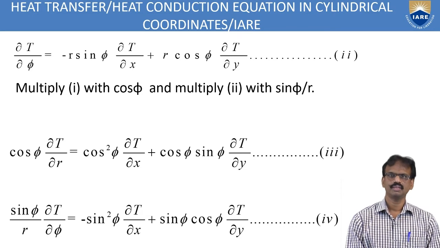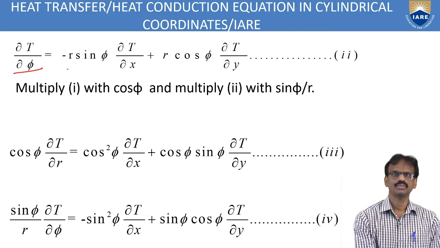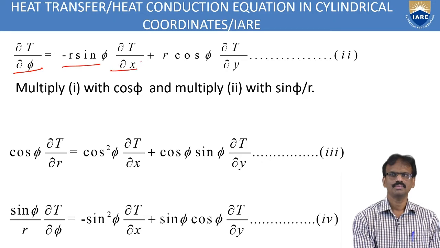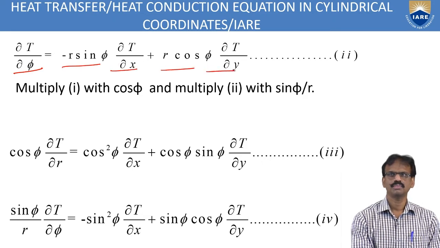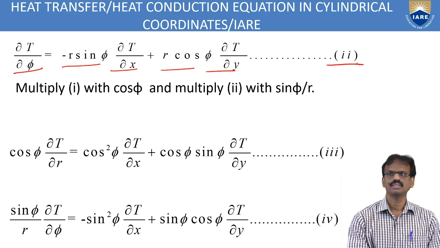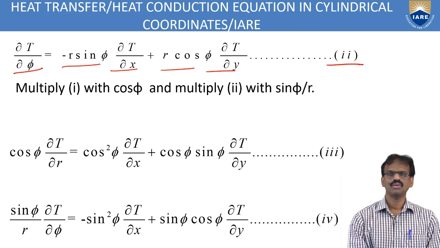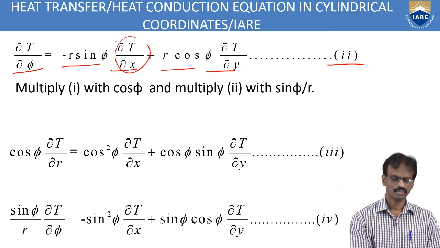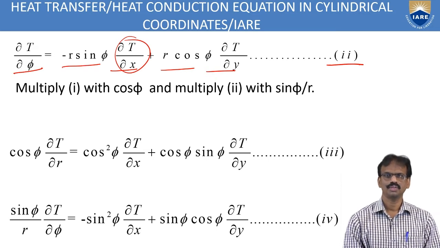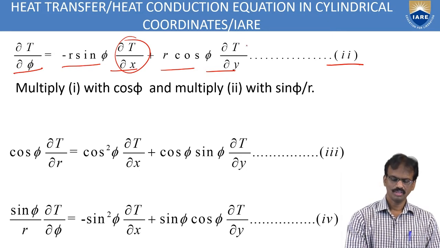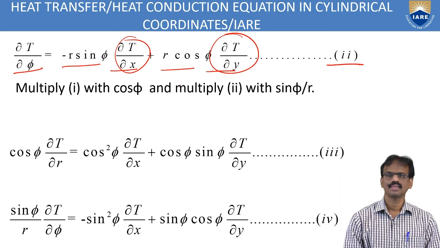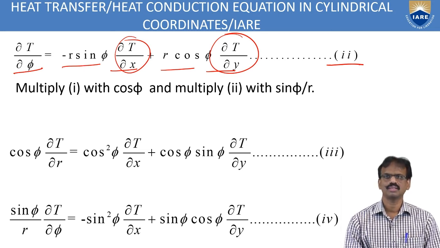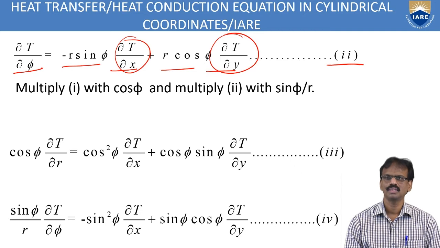So this is the equation: ∂T/∂phi is equal to minus r sin phi ∂T/∂x plus r cos phi ∂T/∂y. This one is the second equation. Okay. For solving ∂²T/∂x², we require ∂T/∂x. So how do we find ∂T/∂x with respect to r and phi? Then you have to find ∂T/∂y. Because you know the rate of heat conduction formula in the Cartesian coordinate system.